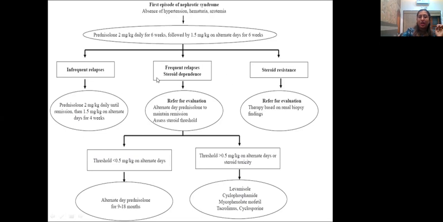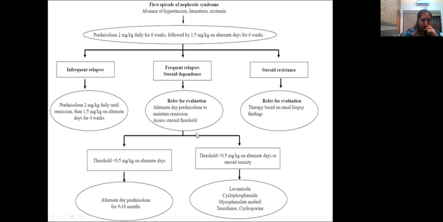What if it is frequent relapses and steroid dependence? In that case, after maintaining that 9 to 18 months of steroid therapy, we refer for evaluation as well, and give alternate day prednisolone to maintain the remission. And we have to assess the steroid threshold. Is the child requiring more than 0.5 mg per kg on alternate day therapy? And if there is steroid resistance, then we have to refer for further evaluation with a pediatric nephrologist and also ask for a kidney biopsy.